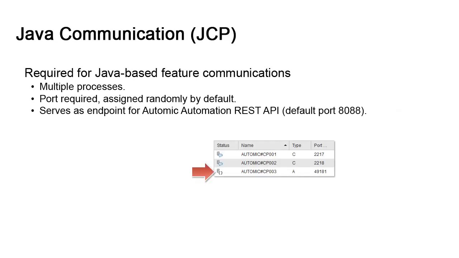Likewise, there's a Java communication process, type A, which again supports Java-based features. In particular, it serves as the endpoint for the REST API and is assigned a random available port by default. The REST API endpoint itself is assigned the 8088 port.